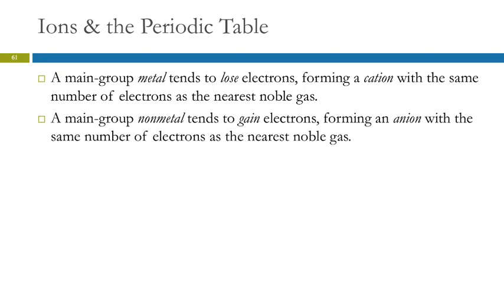So I told you earlier that metals tend to lose electrons. Metals in the main group, those sections that stick up, lose electrons and form a cation that has the same number of electrons as the nearest noble gas. The main group nonmetals tend to gain electrons, and they'll form an anion, a negatively charged ion, with the same number of electrons as the nearest noble gas. We'll find out later why the noble gases are so special.